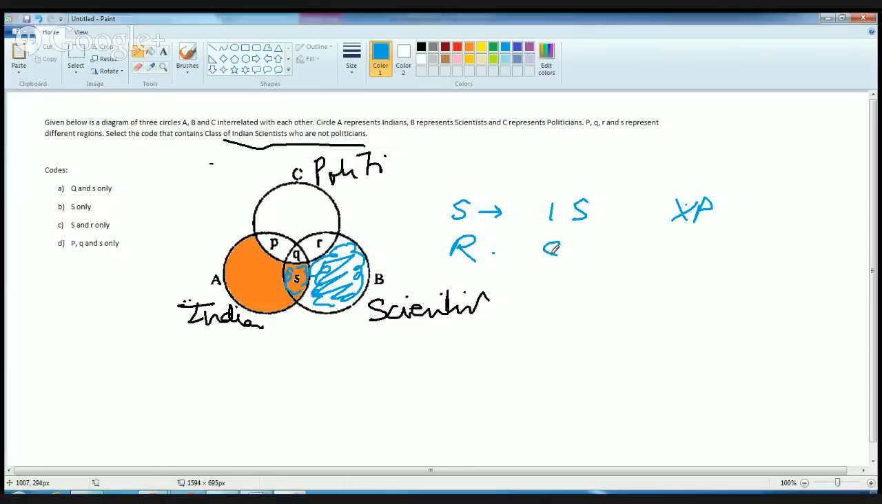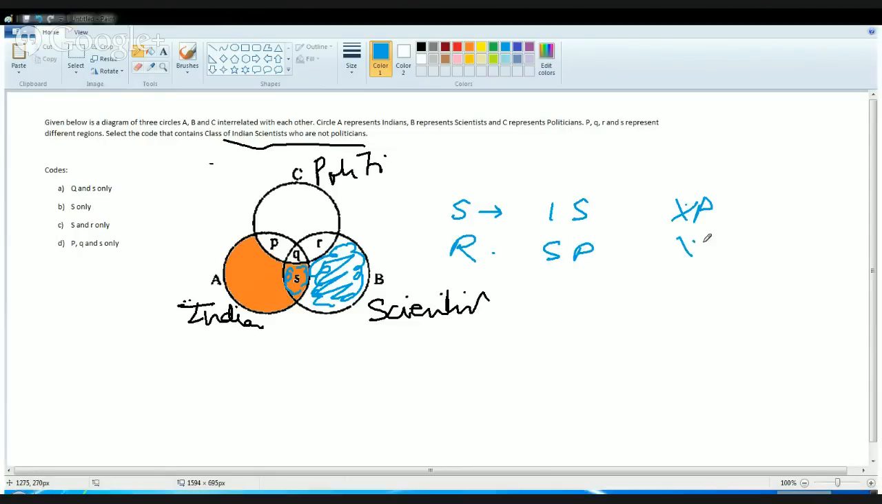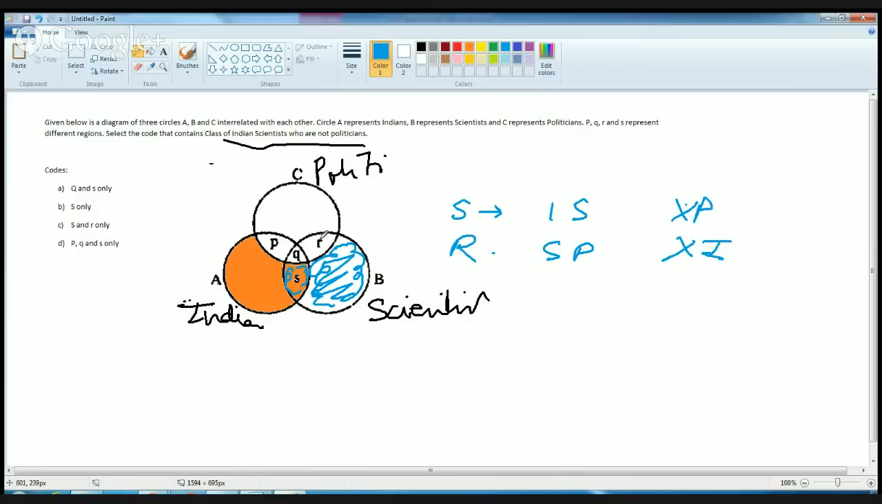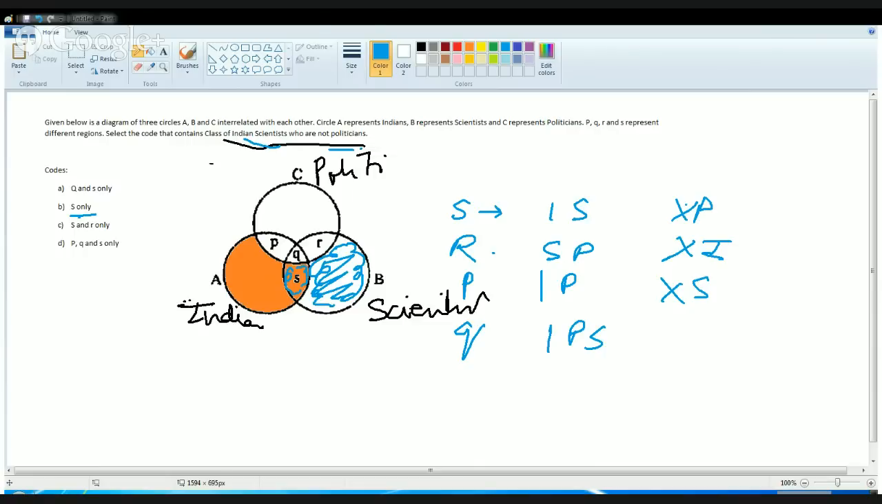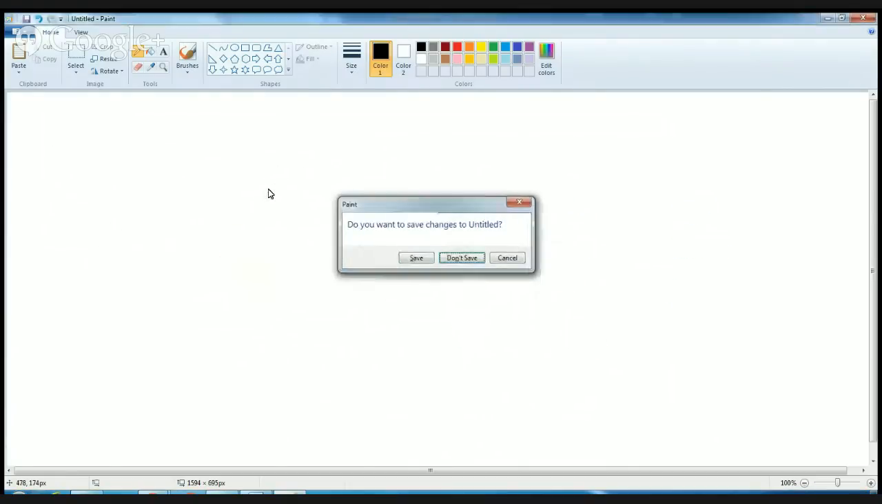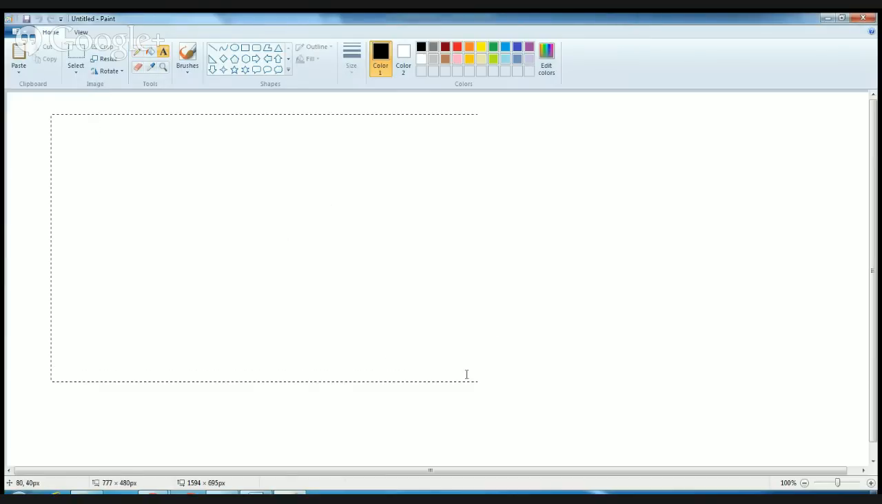R would be scientists and politicians who are not Indian. Then P would be Indian politicians who are not scientists, and Q would be Indian politicians and scientists as well. Okay, so in this case, since the question asked for Indian scientists who are not politicians, the answer would be only S. This is a simple question, but a scoring question as well. A lot of people get confused in this question. Now the next question is a logical argument based on conclusion. It's a very simple and direct question.